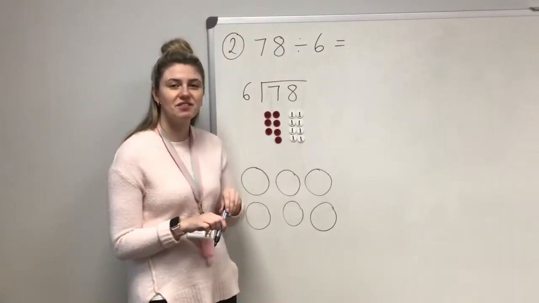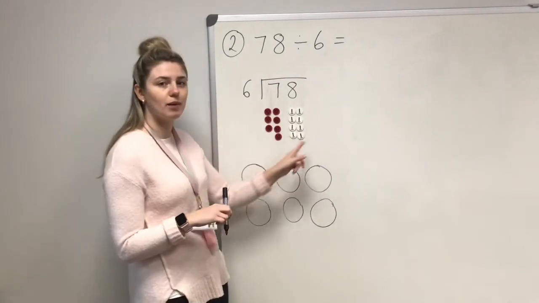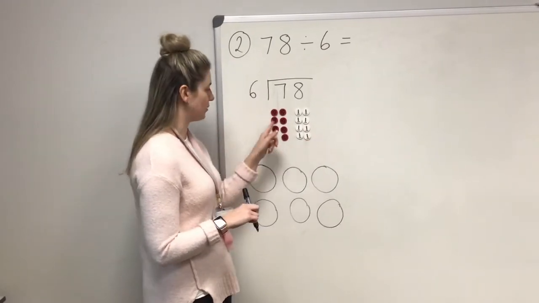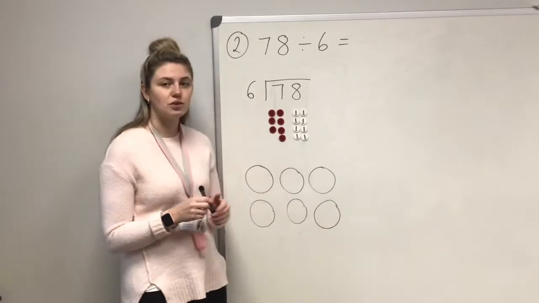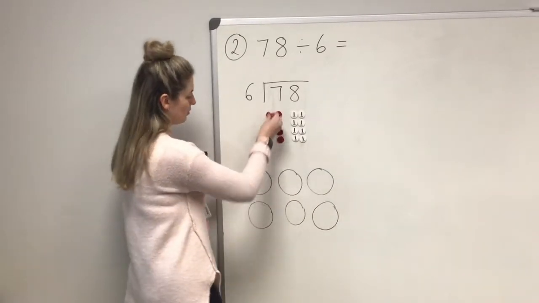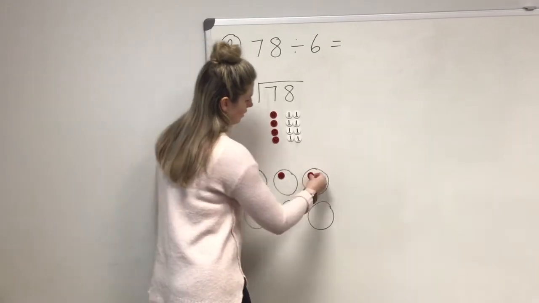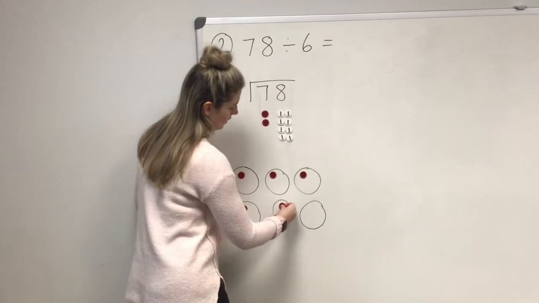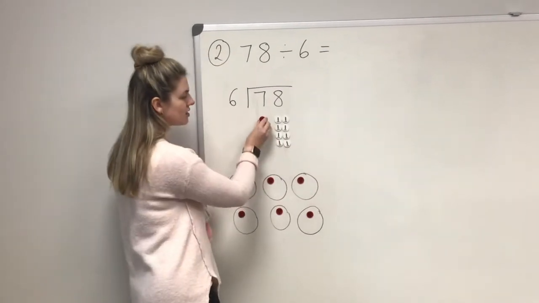Question 2, 78 divided by 6. We've got a bus stop here and our place value counters. So we've got 7 tens and 8 ones. So we're going to start with our tens. We are going to share them out into our 6 groups. So 1 there, 2, 3, 4, 5, 6. And we've got the same problem.